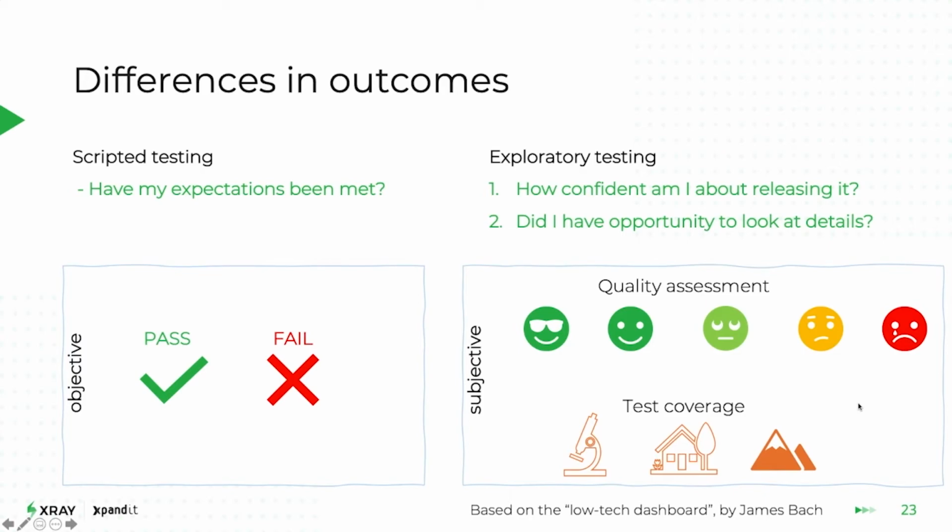And when we see the different outcomes, we can see that script testing is a lot more objective, while exploratory testing is a lot more subjective. While script testing is about pass or fail for some given result, exploratory testing is about having a quality assessment of our product, and even the test coverage that we are currently achieving.